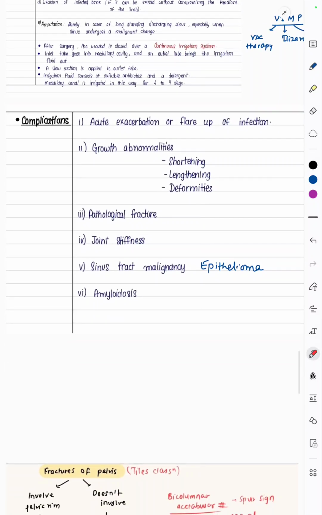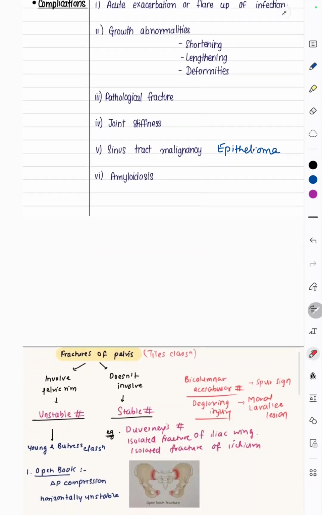Then the complications are acute exacerbation or flare up of the reaction. Then growth abnormalities can be seen: shortening, deformity, lengthening, pathological fractures, and joint stiffness. Apart from that, sinus tract malignancy, called epithelioma, can be seen.